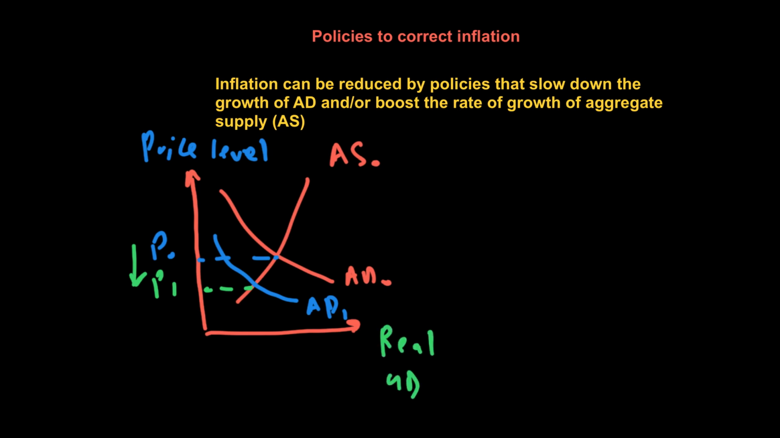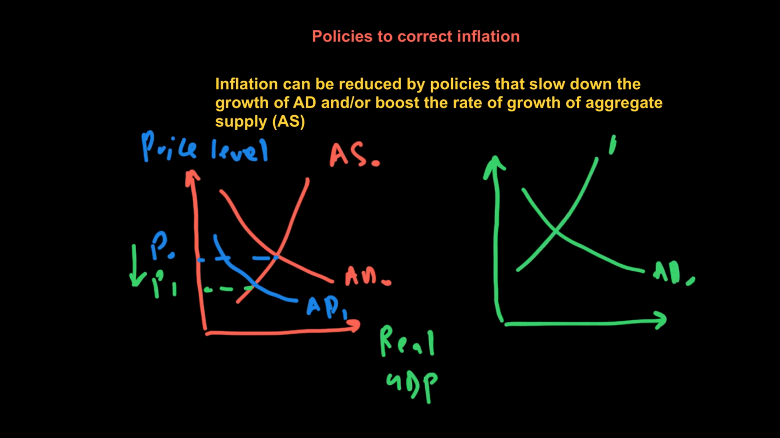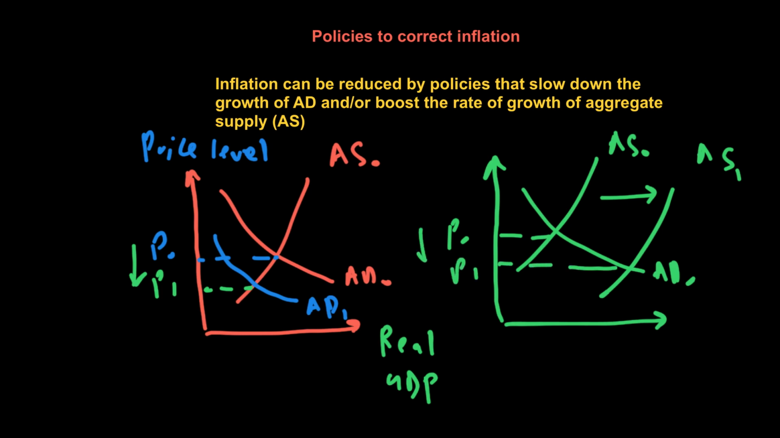The other way to go about it is to make the aggregate supply curve shift to the right, through what we sometimes call supply side policy. So if this is my AD0 and AS0, by making the rate of growth of aggregate supply rise, we are making the price level go down as well. So these are the two ways we look at controlling inflation, and these are done through what we call fiscal and monetary policy, as well as supply side policy.